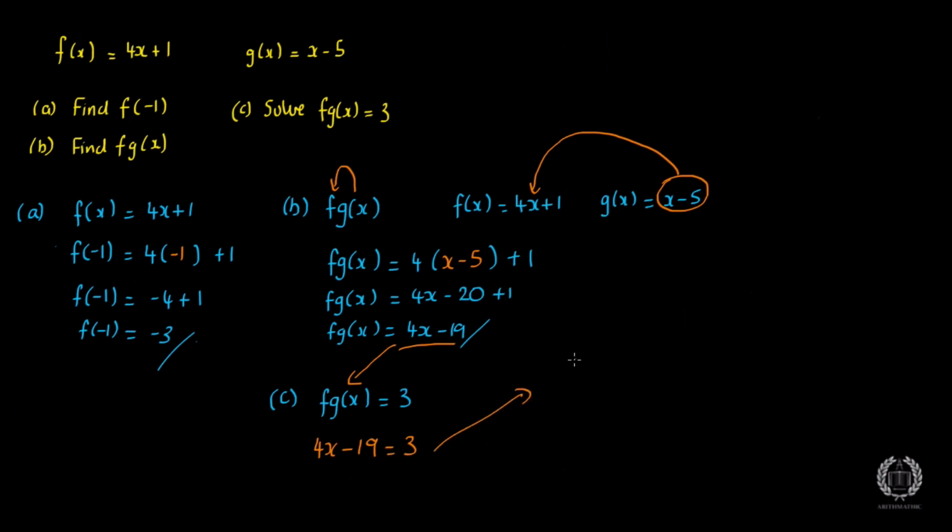And now all I have to do is solve for x, which means the minus 19 goes to the other side. So that's plus 19. So now what we have is 3 plus 19, which is 22. So x is equal to 22 over 4. And that is our answer for solving this composite function.